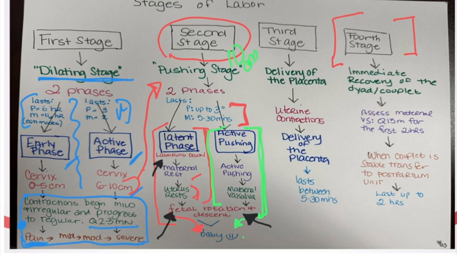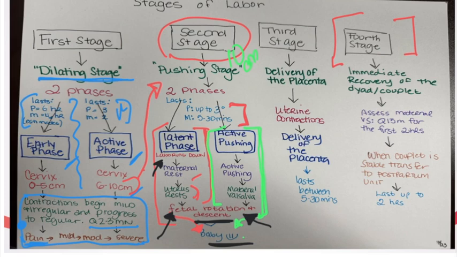So we start pushing when the baby's about a +2, again, depending on whether they're primes or multips. So by the time you get down here, everybody's pushing. And ultimately, the baby comes out, okay? And there's your smiley face there. And thus, that leads us now into the third stage of labor.